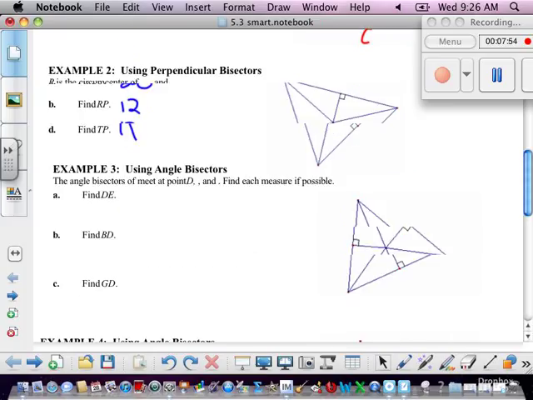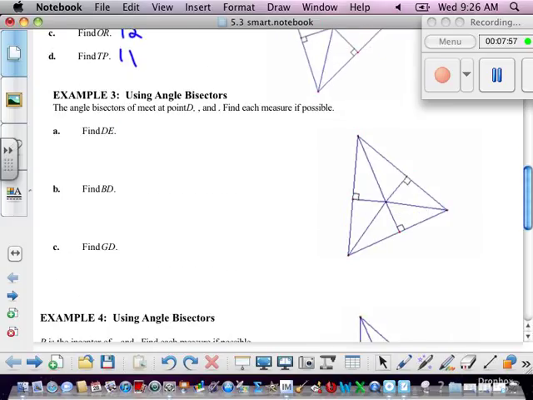Let's turn it over and look at some angle bisectors. Okay. We've got triangle. Shh. You don't need to keep saying what. I'll tell you the answer.